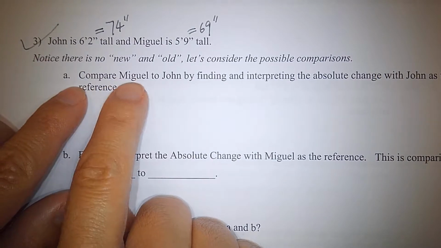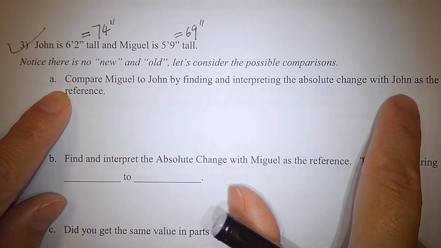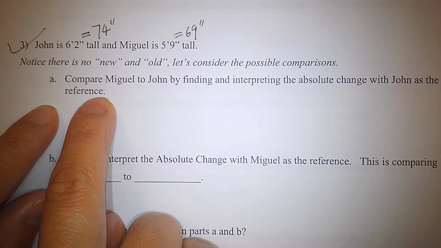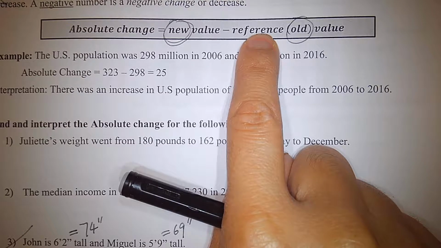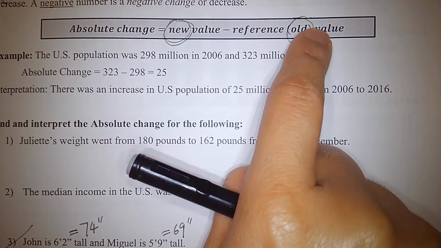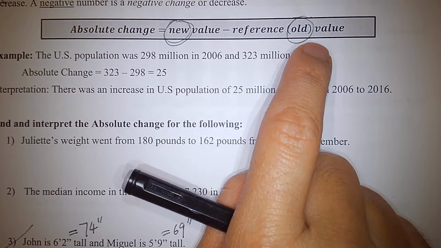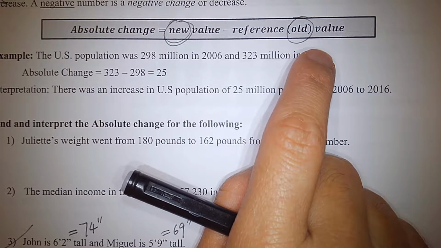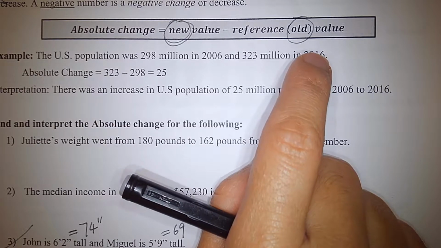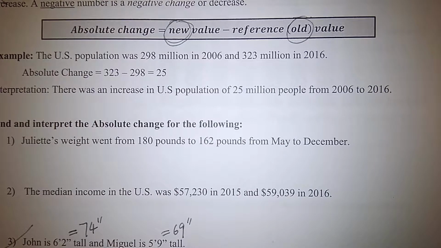So compare Miguel to John by finding and then interpreting the absolute change with John as a reference. Reference value is what value? New or old? You're the reference. That means they consider you as the old one. So, you're the reference means you're the sample, right? The other value is compared with you. So you're the old one. Okay, reference one, old one.